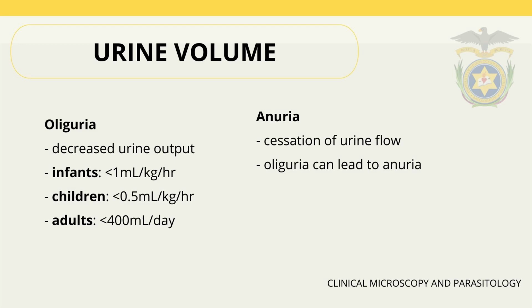Oliguria is defined as decreased urine output, and this is commonly seen when the body enters a state of dehydration as a result of excessive water loss from vomiting, diarrhea, perspiration, or severe burns. In infants, this is usually presented as less than 1 ml per kg per hour, in children less than 0.5 ml per kg per hour, and in adults less than 400 ml per day. Anuria is defined as the cessation of urine flow, and oliguria can lead to this.